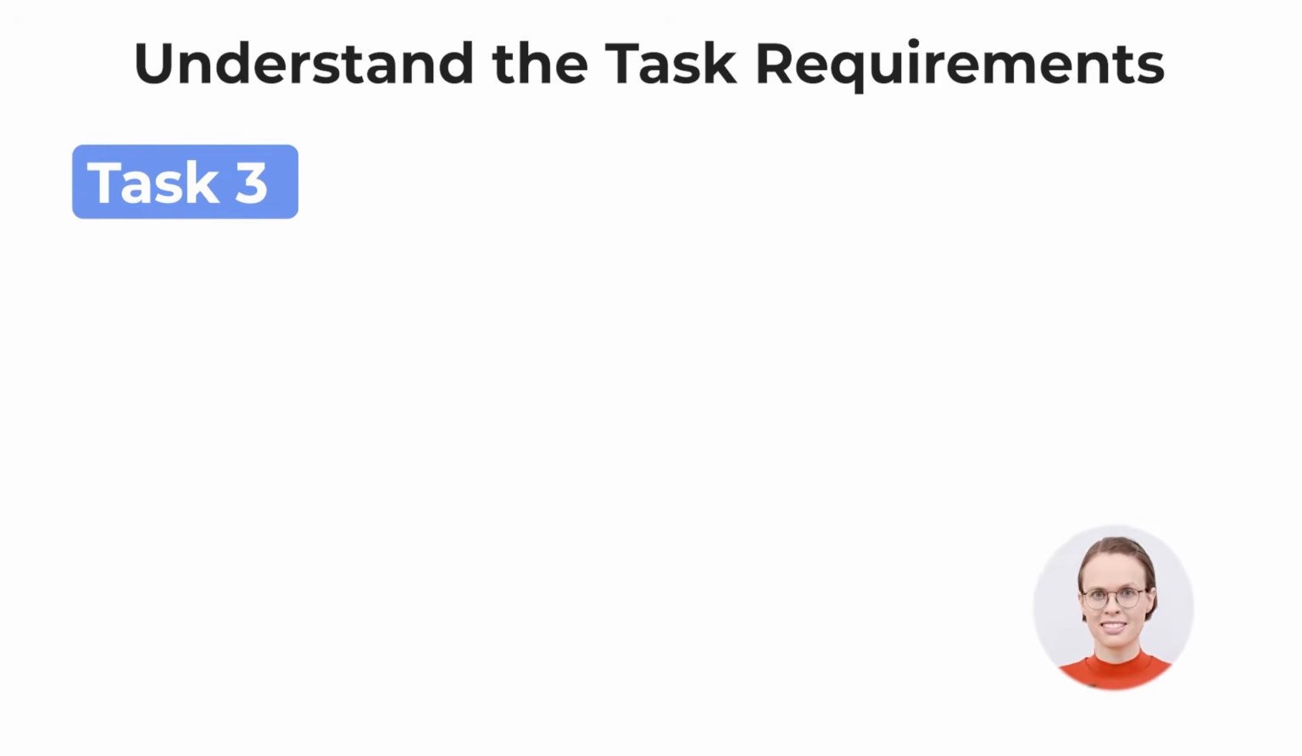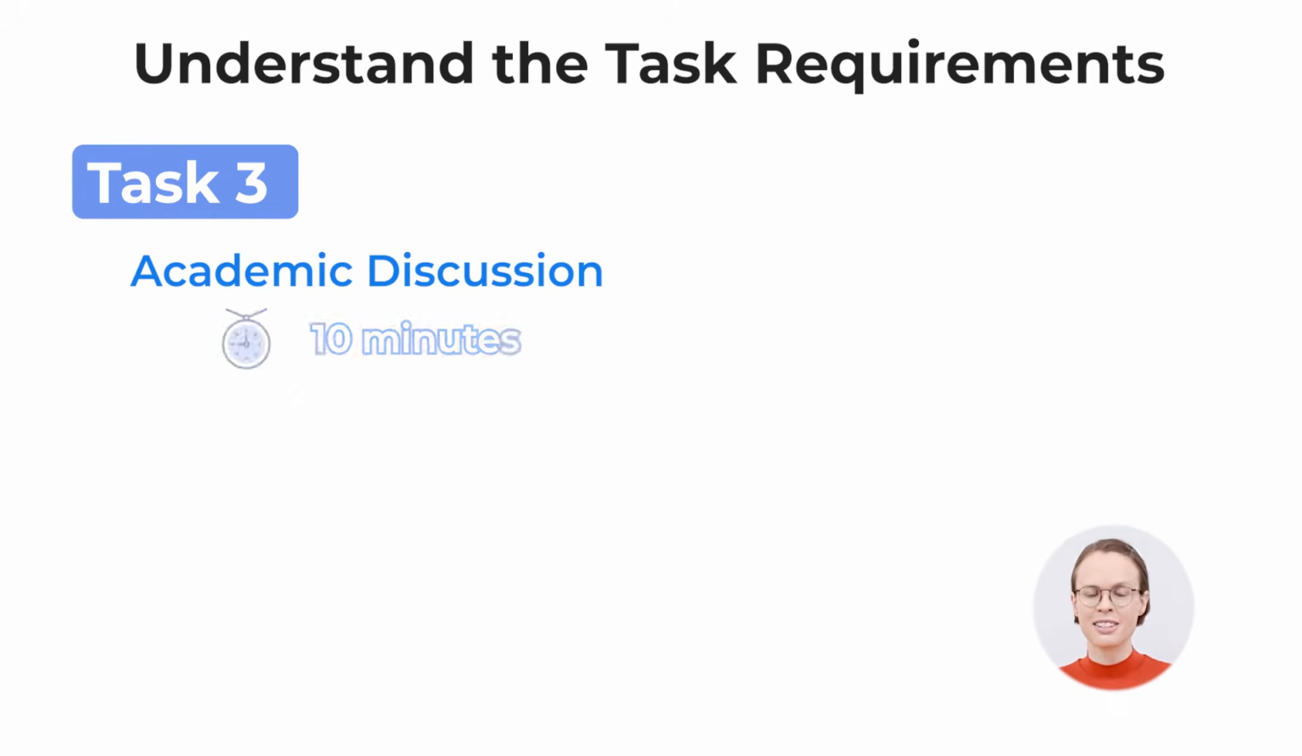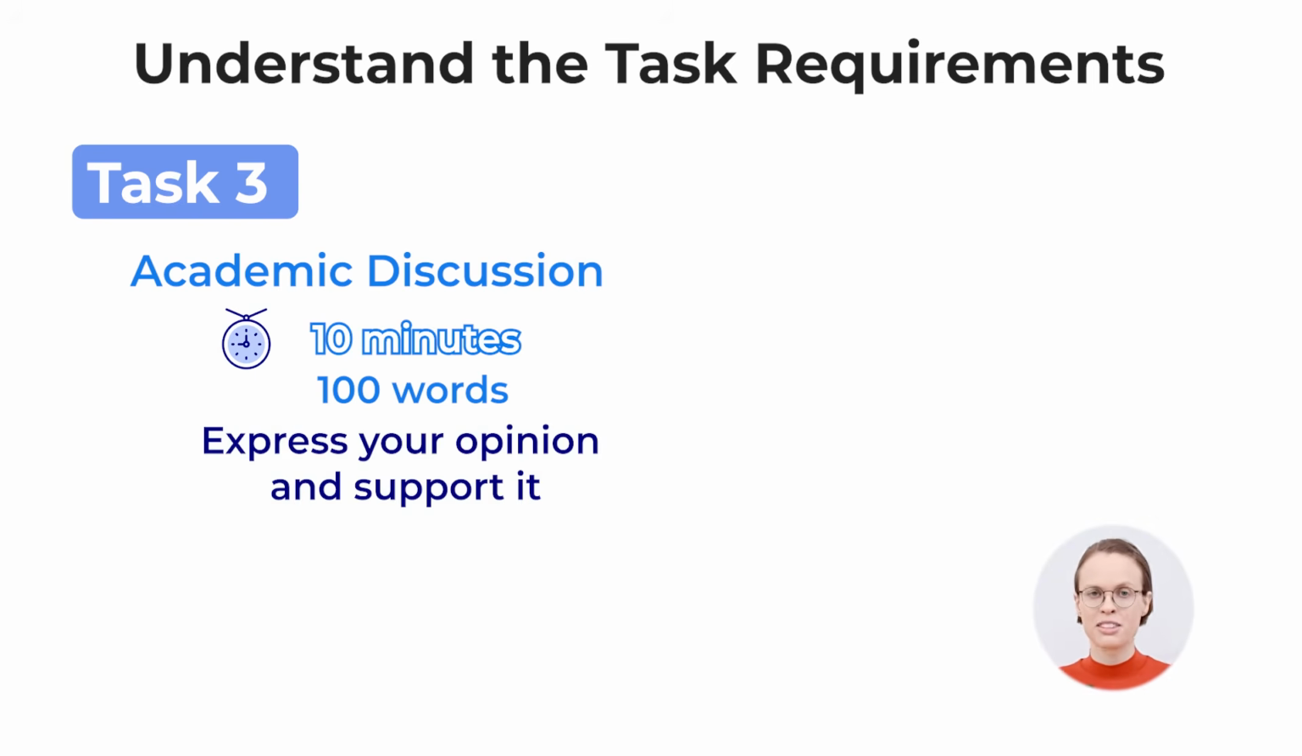Task 3 is the academic discussion task. You have 10 minutes to write at least 100 words contributing to an online academic discussion. You must express your opinion and support it while making a meaningful contribution that builds on what other students have said. If you understand the task, you ensure you meet all expectations and avoid losing points for incomplete responses.